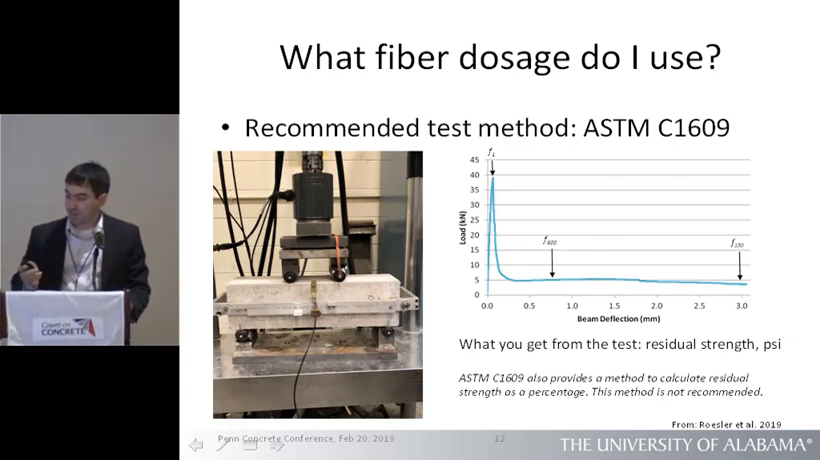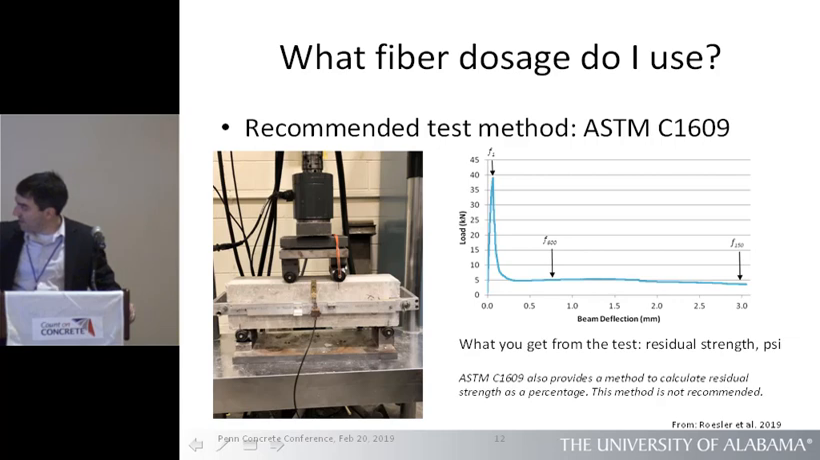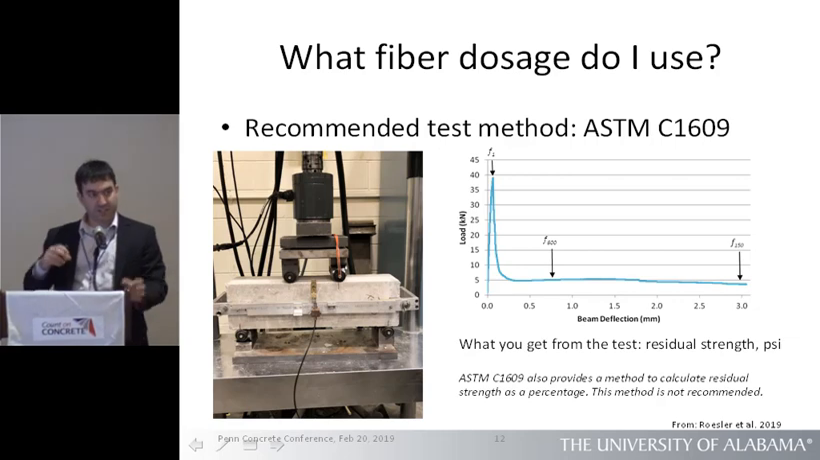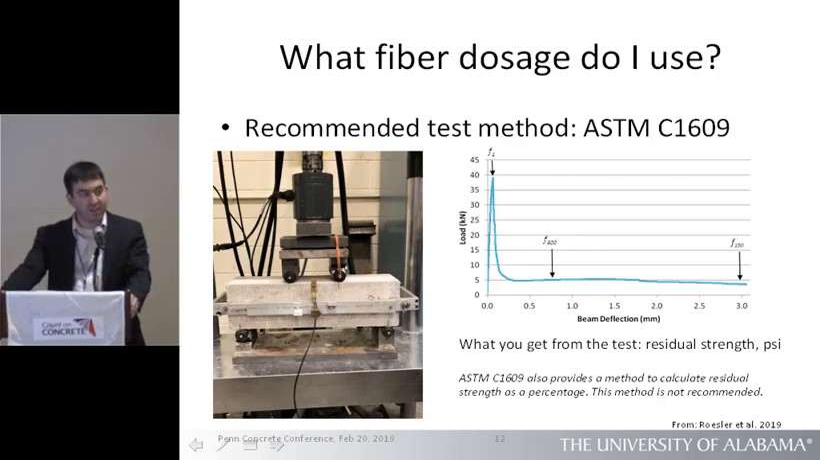And there are two specific points of interest that are outlined in the standard. There's one, for MOR geometry, at 0.75 millimeters of deflection, and then at 3 millimeters of deflection. And you take the load values at those points, plug them into the equation in ASTM C1609, and it'll give you a residual capacity of that beam. So you get the peak capacity, the MOR, and then you get a residual capacity.